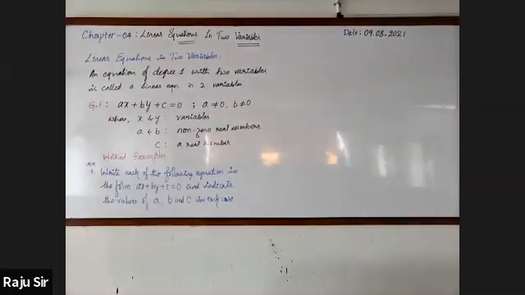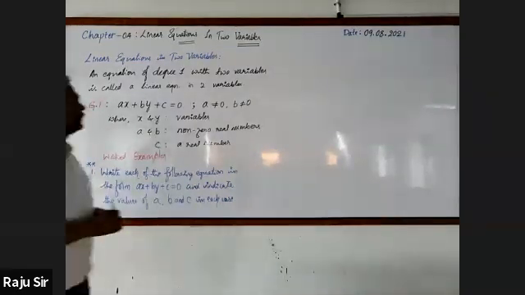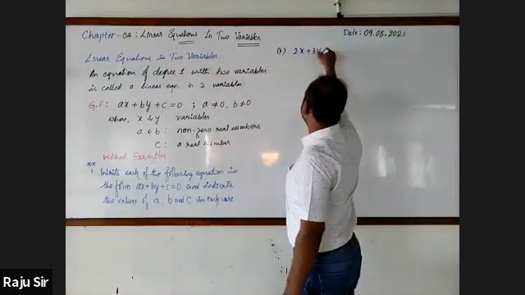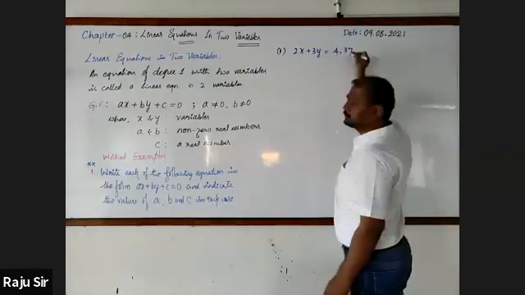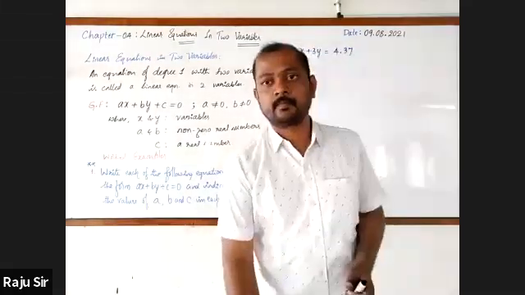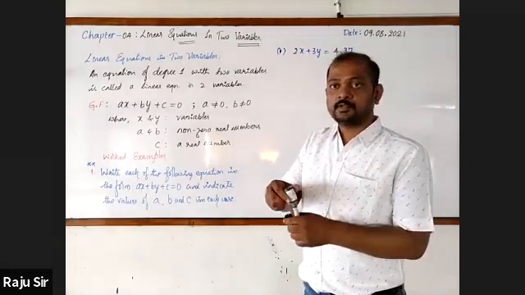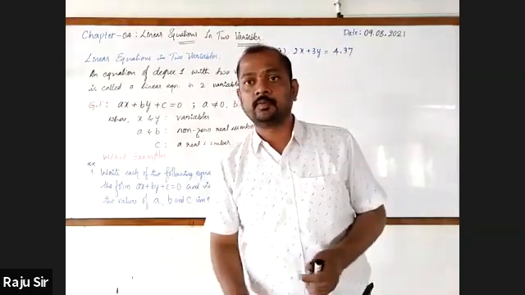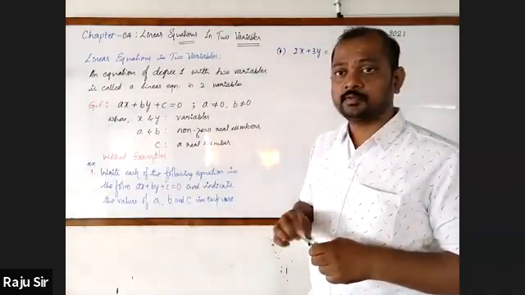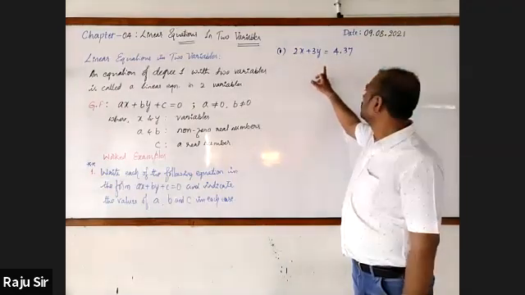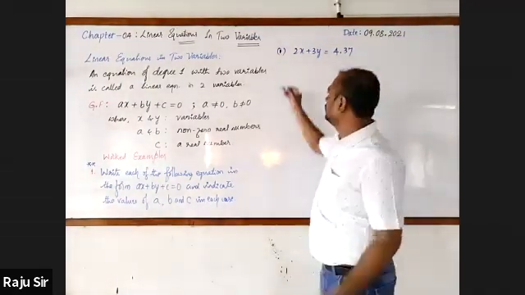First one. Giving you a very simple example which has been given in the test. First one. 2x plus 3y is equal to 4.37. Dhanush, tell it in standard form. Sir, wait. Dhanush is trying. 2x plus 3y minus 4.37. Very good. Very simple.